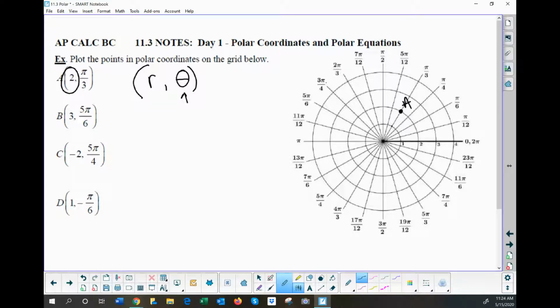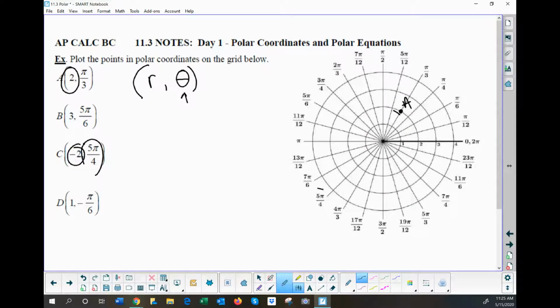All right, 3, 5 pi over 6. So I will find 5 pi over 6, and I want to be out 3 units, 1, 2, 3. When I'm on that line that makes the 5 pi over 6, the side that contains that other ray for the angle is the positive quantity.